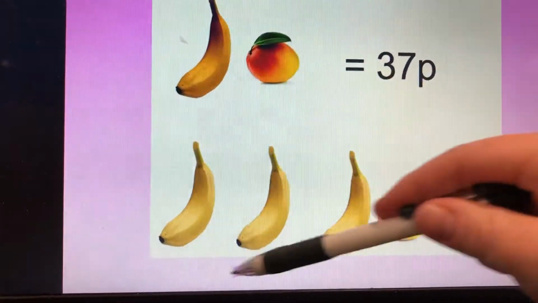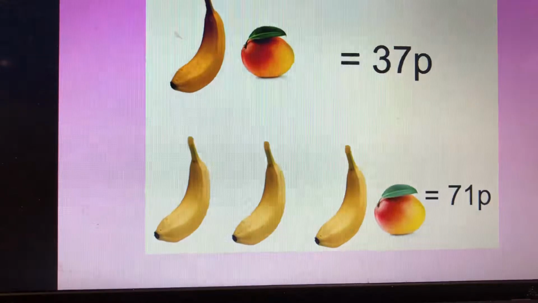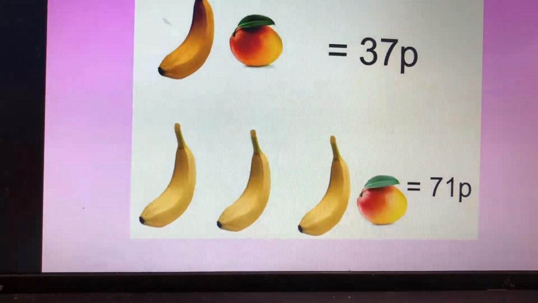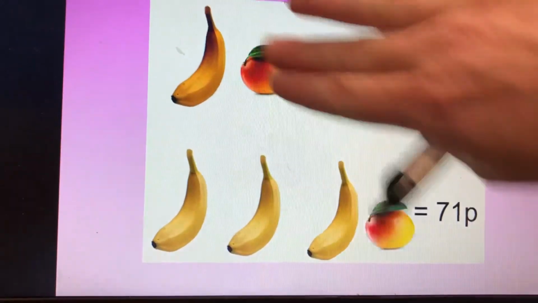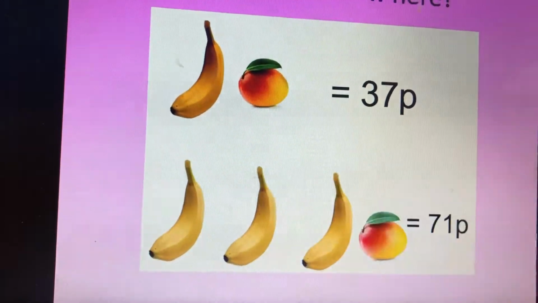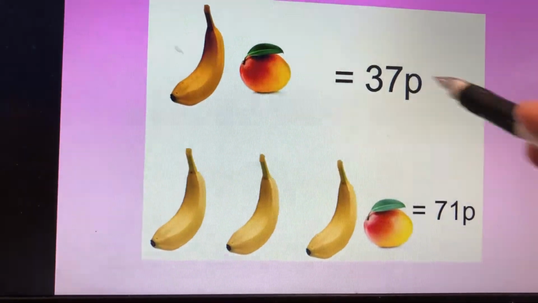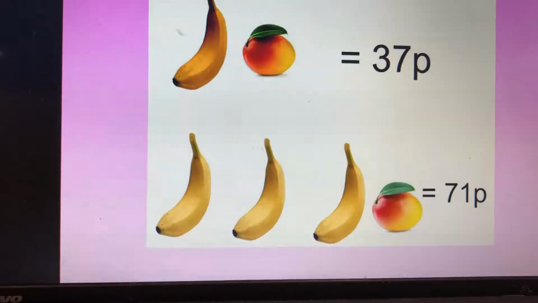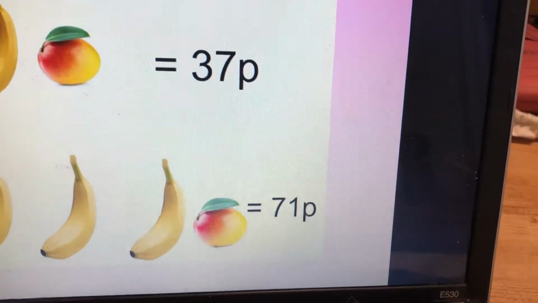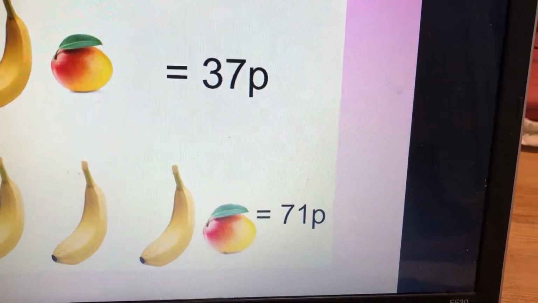What's different? The 2 bananas. There are 2 more bananas in here. So if we cancel that, the 2 bananas are the difference. We know the total here is 37p and the total here is 71p. So what's the difference? The difference is 2 bananas, and the difference between the amounts is 71 take 37.